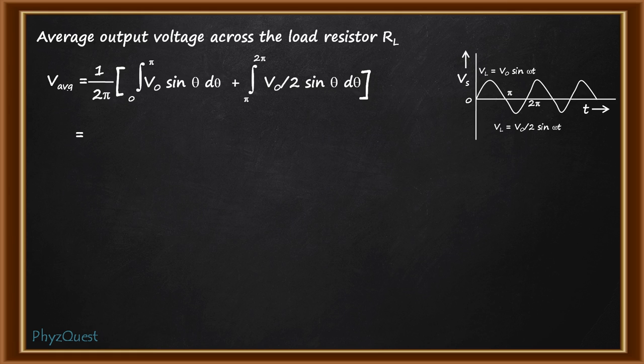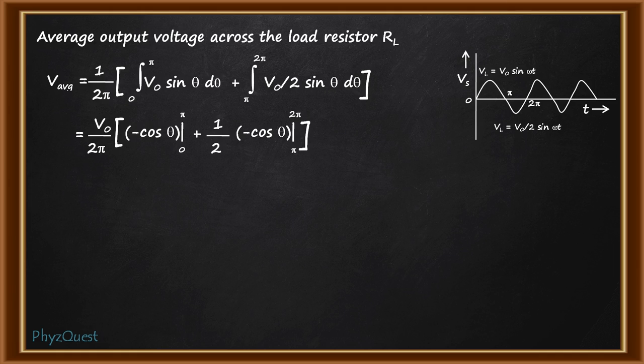So this will be equal to V naught by 2 pi. Now the integration of sine theta d theta is minus cos theta. So the first term will be minus cos theta from 0 to pi, and plus, here there is a half, so we can take out half. So it will be half minus cos theta from pi to 2 pi. Now we have to put the values here, put the limits.